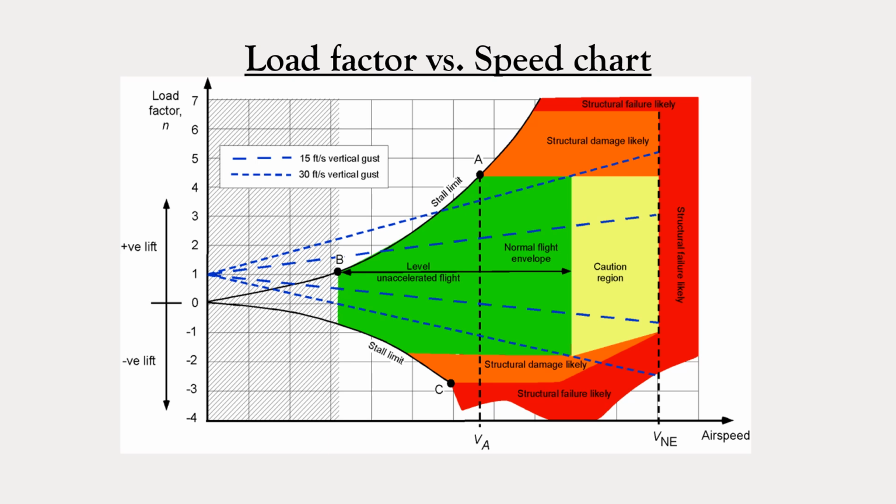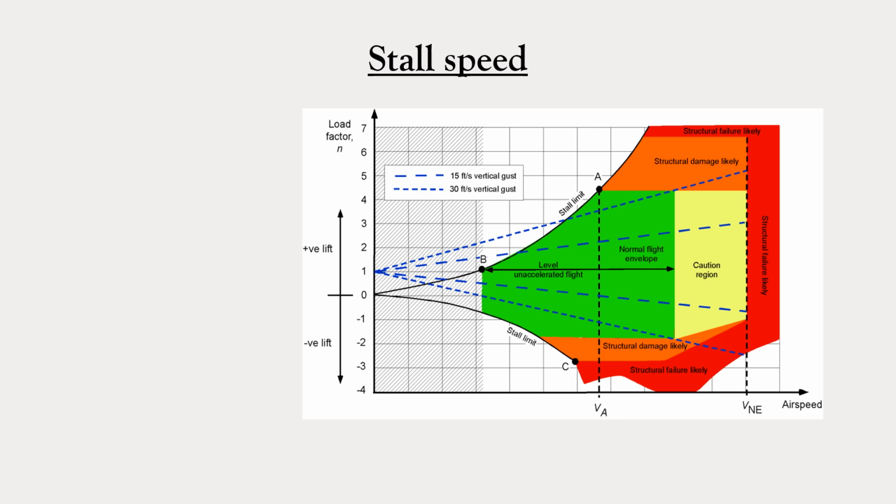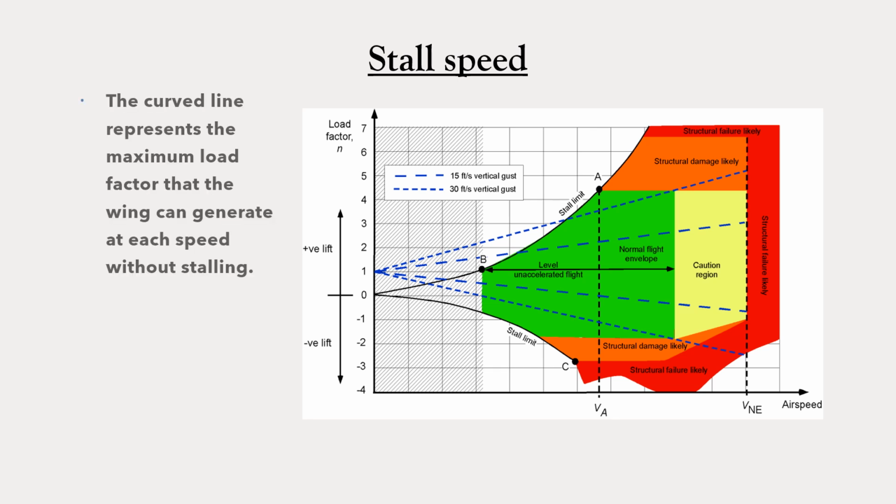This chart shows various operating regimes that an airplane can be operated in. The curved line on this chart represents the maximum load factor that the wing can generate at a given speed without stalling. The curved line along the bottom represents the most negative load that the wing can generate without stalling. Since most airplanes are optimized for flying right side up, these two curves may not be exactly a mirror image of one another.